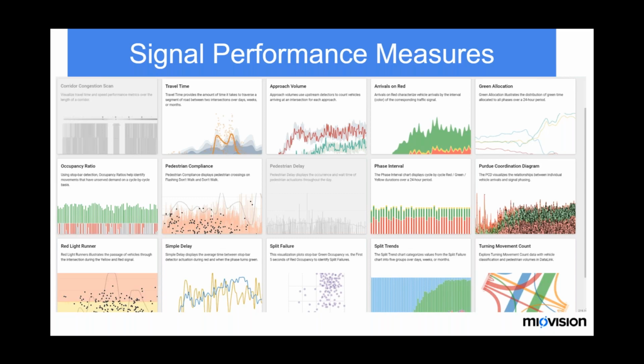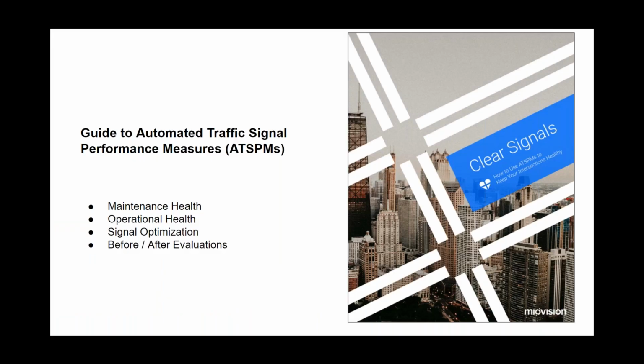Let's hit that slide. One thing that I always wanted everyone to be aware of, and I'll try to send this out to the user group following this session, is that Myovision does actually have a guide to automated traffic signal performance measures. It's a book called Clear Signals. We sent it out as a webinar campaign probably 2 years ago now, and it was heavily geared towards similar topics I'm going to be talking about today.